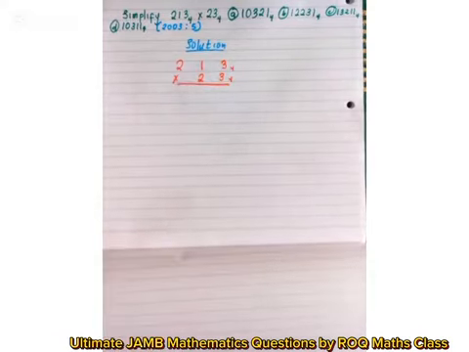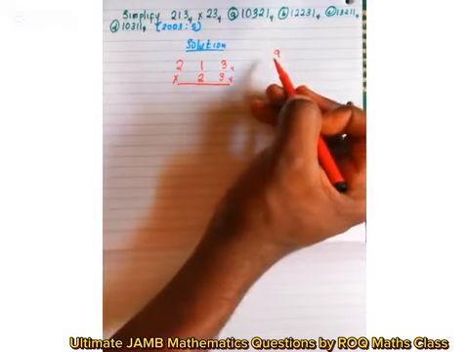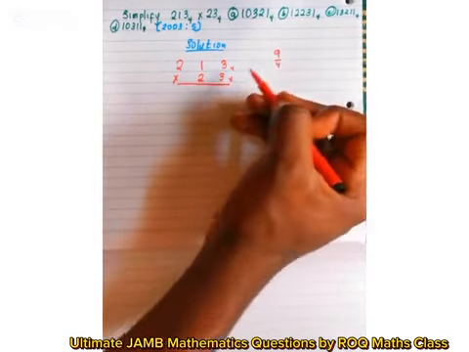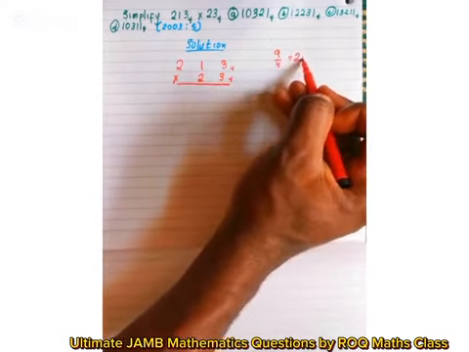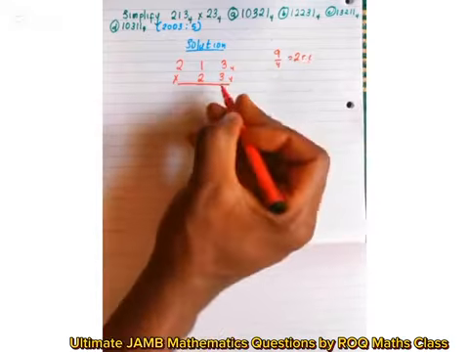3 times 3. 3 times 3 is what? 9. So how many 4 can I see in 9? You divide it by what? By the base. You're going to have what? 2, remainder 1. You write the remainder over here.